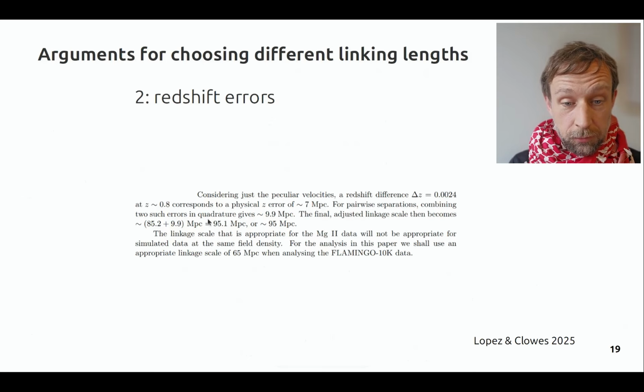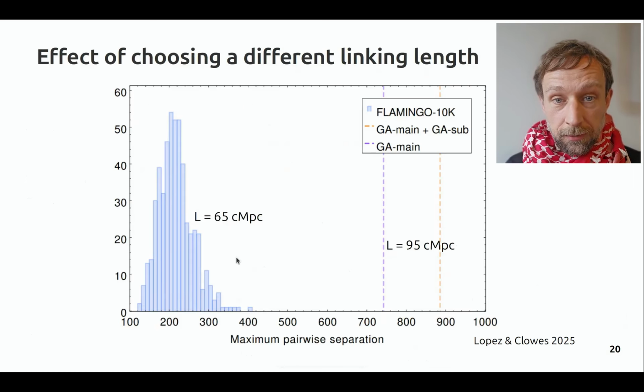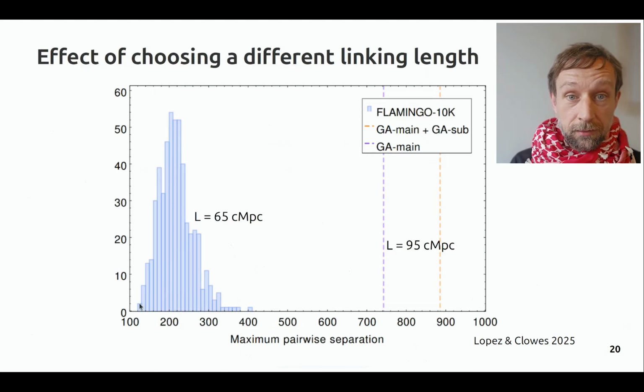They round this to 9. They add the two corrections together just linearly, and then they arrive at 95 megaparsec, which is the link length that they used for the observational data, but they said we should use 65 megaparsec instead when looking at the simulations. So they reanalyze our simulation data with 65 megaparsecs and get this distribution of lengths, or the length of the longest structure in a slice.